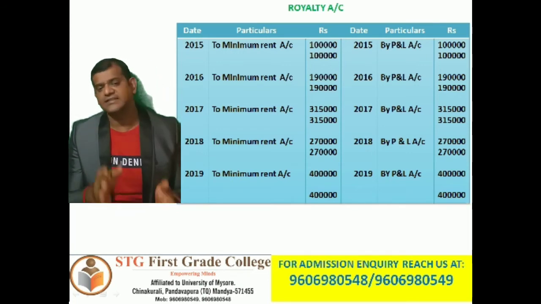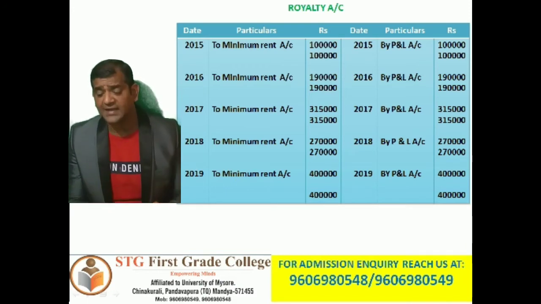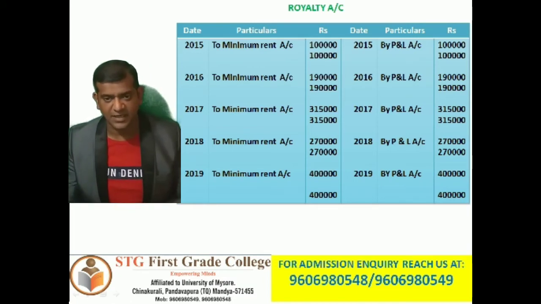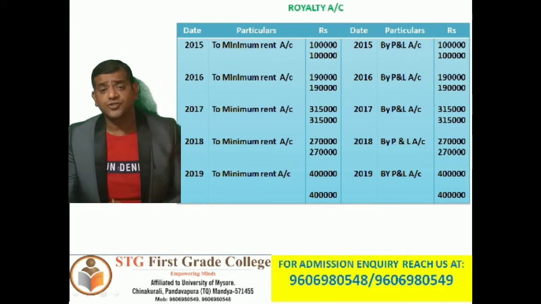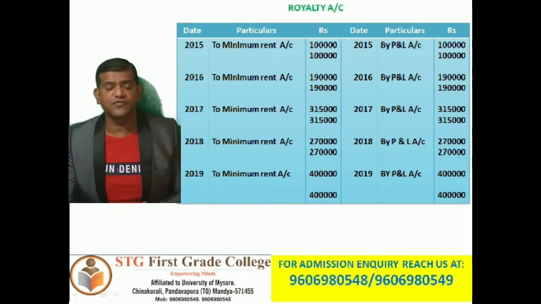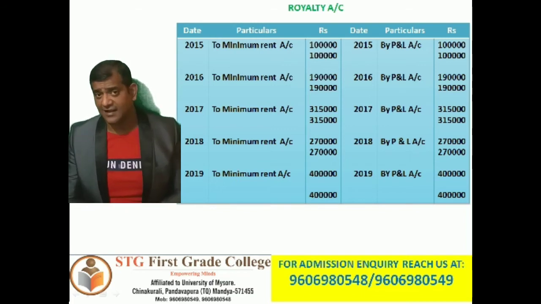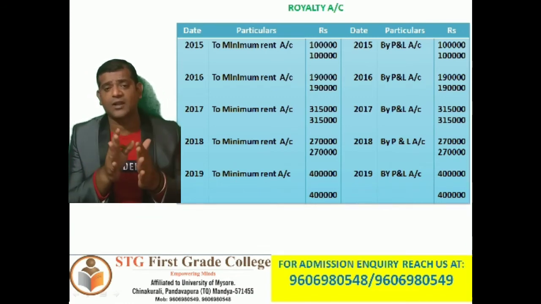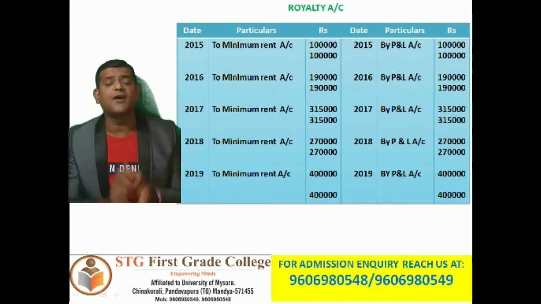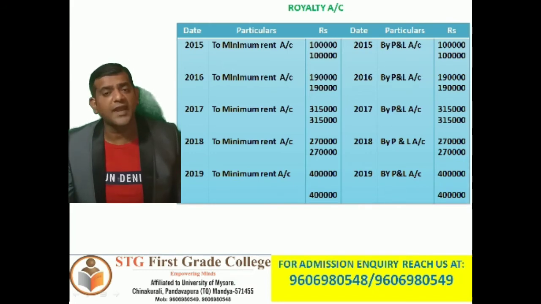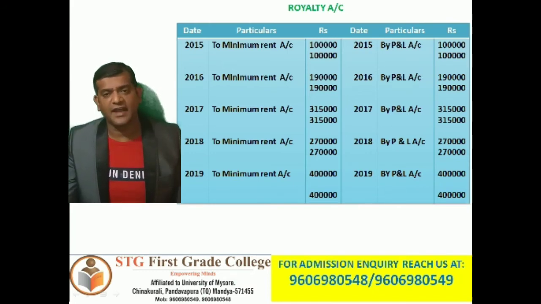And 2019, to minimum rent account 4 lakh. By P&L account 4 lakh. Both the side total same. Clear? That is 4 lakh, 4 lakh. This royalty account we have prepared out of the information in the analytical table, in the royalty payable amount column. I have extracted this amount information from the royalty payable amount column. So you can also cross check once. Okay, so we are done with the royalty account.